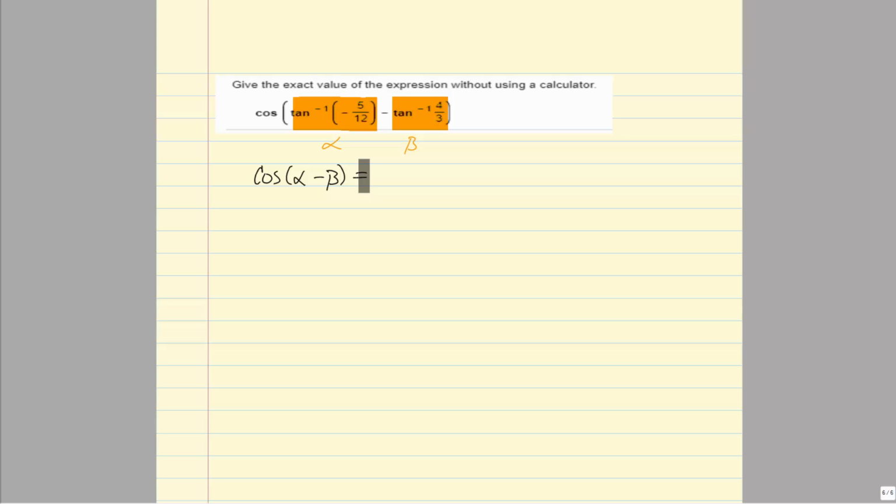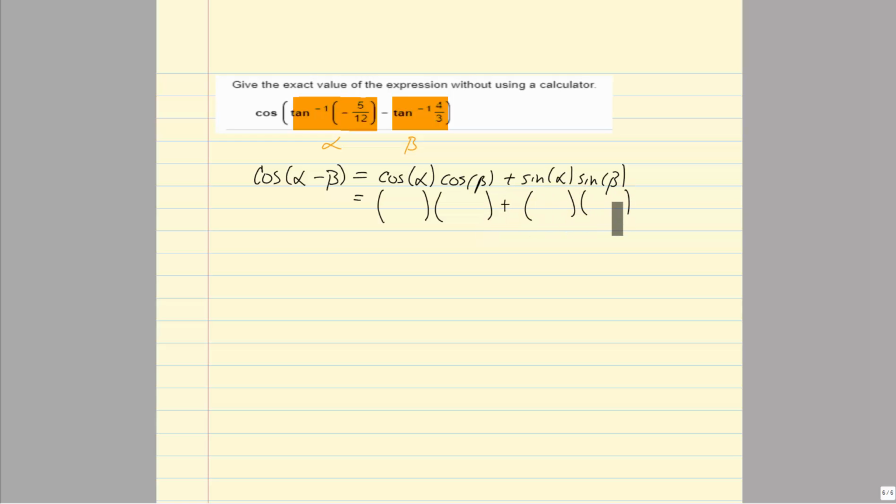The cosine of alpha minus beta is the cosine of alpha times the cosine of beta plus the sine of alpha times the sine of beta. So that's what I need to do. I need to figure out what is the cosine and sine of alpha and what is the cosine and sine of beta. And then I can plug that in to each of these values and figure out what's going on here.